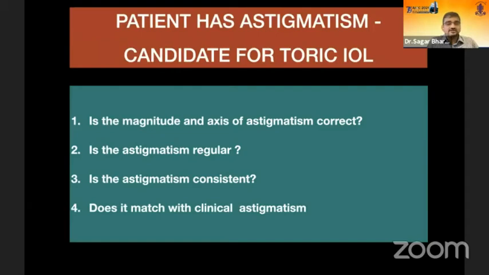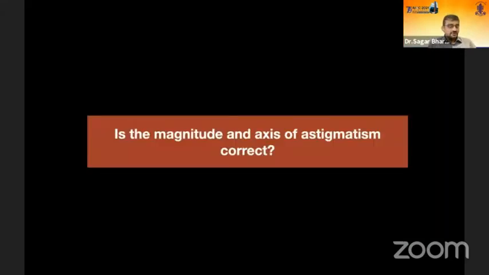The first thing that we need to see is whether the patient has astigmatism and is a candidate for a toric IOL. You should answer these 4 questions before you actually decide the patient needs a toric IOL. The first question is: are the magnitude and axis of astigmatism correct?